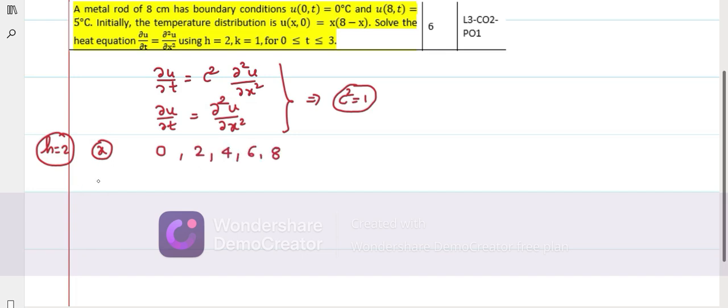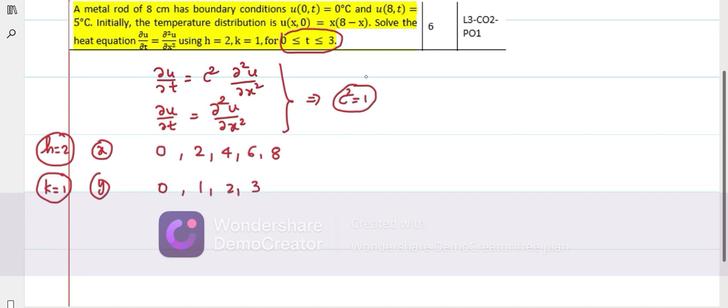To write the values of y, you need to make use of the step size k. What is k? It is 1, which is given in the question. Look at the initial condition: y equal to 0 at the start, and we need a range of t values from 0 to 3 with step size 1. So 0, 1, 2, 3.